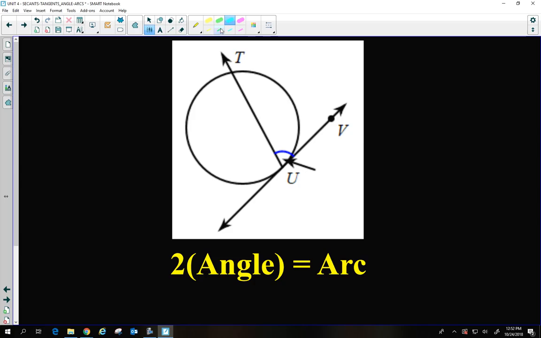Here we have a tangent line, and then it's intersecting a secant, and it creates this angle, and this angle creates this arc. And so this angle and arc have the same relationship that an inscribed angle had, and it's that 2 times the angle is equal to the arc. Remember, an inscribed angle had a vertex on the circle, just like this angle does, right where the tangent line touches the circle. And so this angle, if I multiply it by 2, will tell me how big this arc of the circle is.